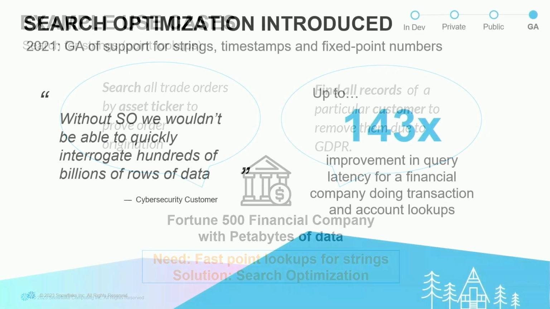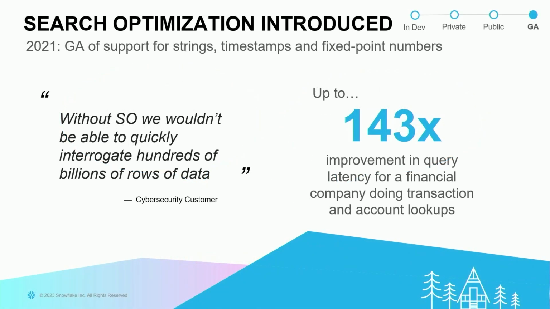So when we introduced search optimization for the first time in GA in 2021, we heard a lot of great things from customers. For example, here, a cybersecurity customer said that with search optimization, they're able to quickly grow through a large volume of data. The second thing is, here is a financial customer who said that they saw query speedups of 143x when they're looking for both accounts and transaction data.